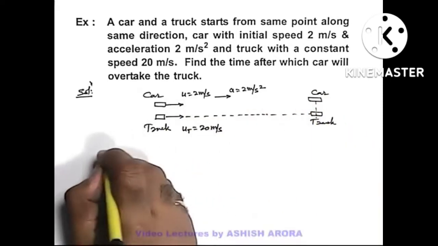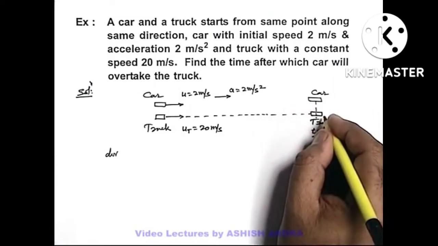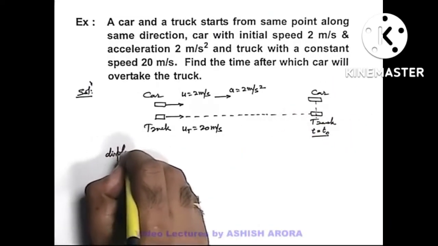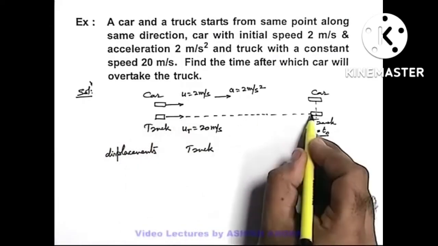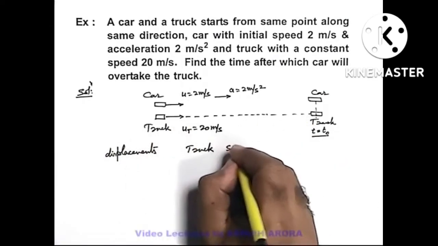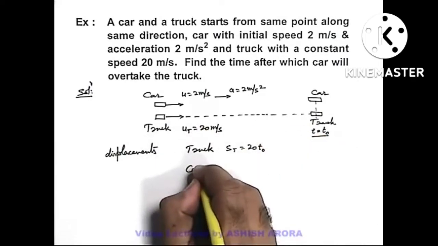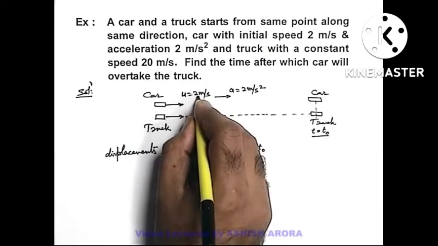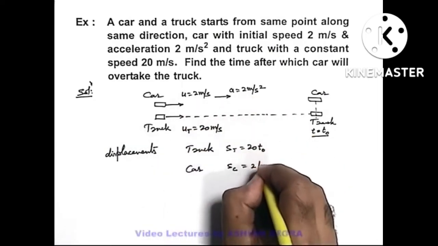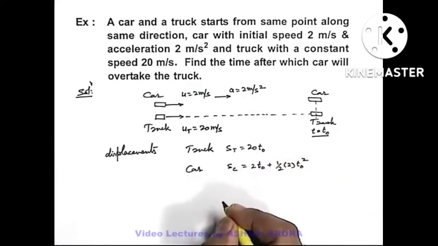Say this is the time t naught at which the displacement again becomes equal. So we can find the displacements. For the truck, as it is moving with a uniform velocity, the displacement can be written as 20 into t naught, that is velocity into time. For the car, the initial speed is 2 and acceleration is 2, so the displacement is ut plus half into a into t square. This we are going to use.